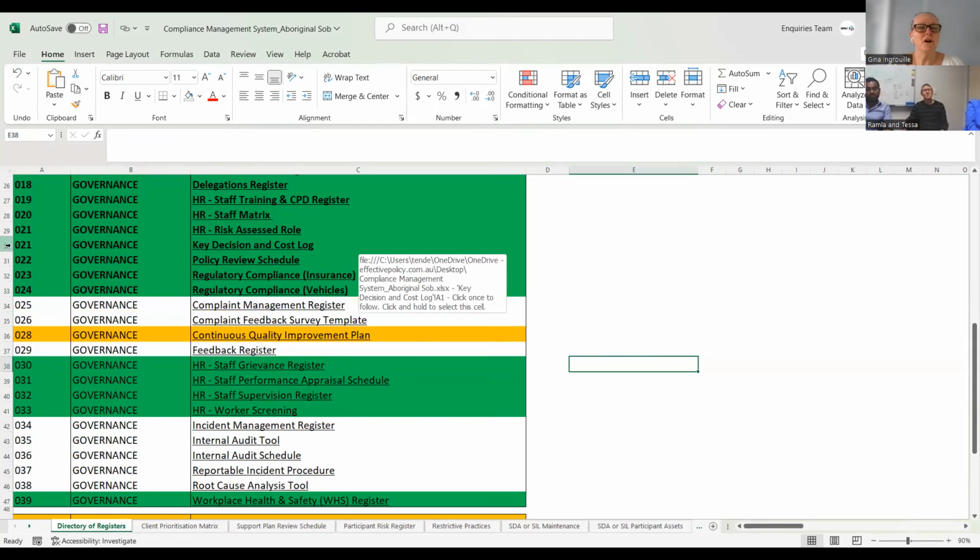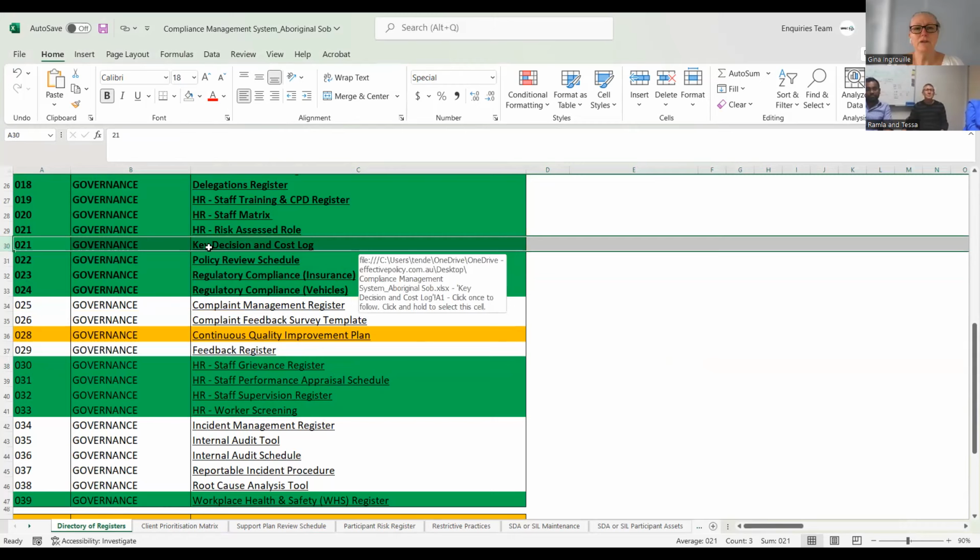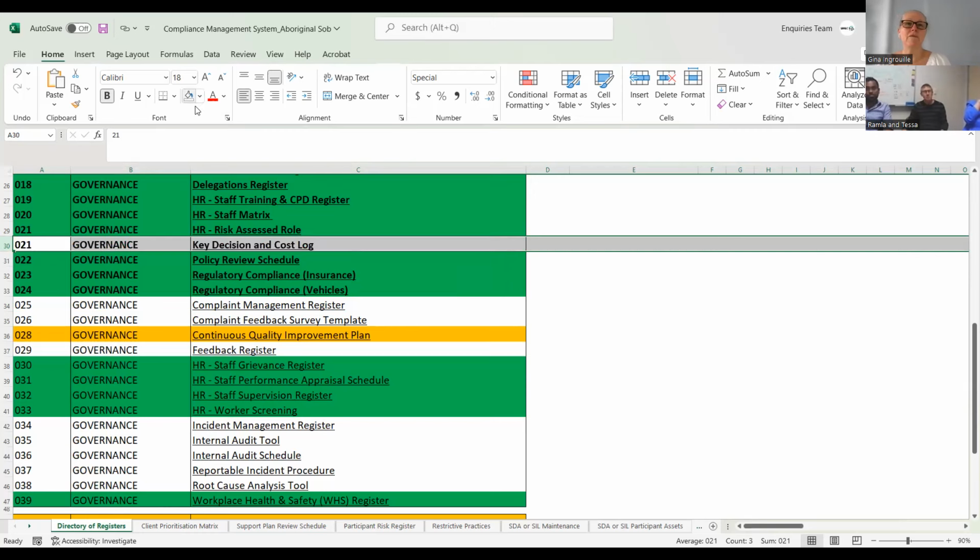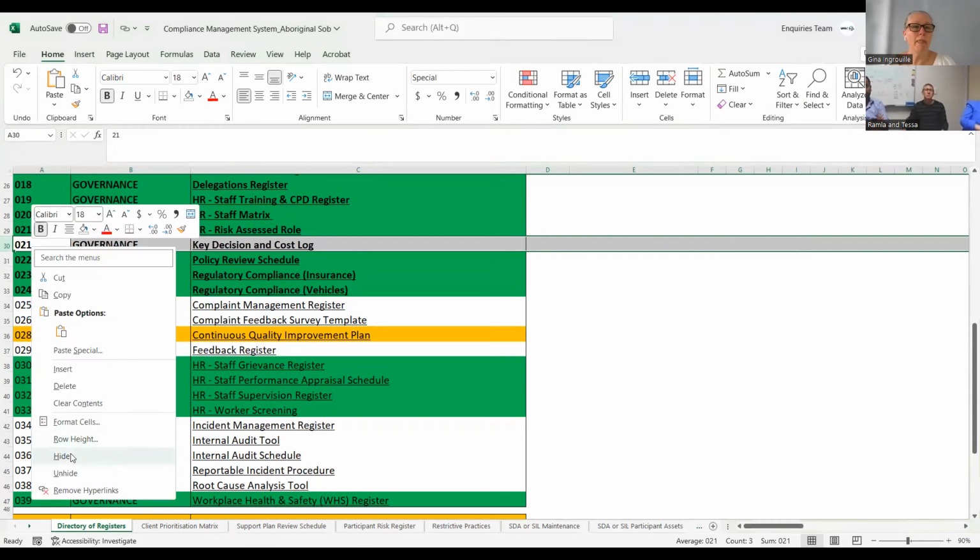Now, the key decision and cost log, that is only useful for small organisations that don't have staff meetings. Do you have staff meetings where you can record certain aspects of service delivery, governance, etc., where you were able to record conversations and actions? You do. Yeah. You do? So you don't need to fill that out. That really is for small organisations who are just not big enough yet to have staff meetings. I was just trying to put a strike through it, but I'll just hide it for you. But you won't need it.